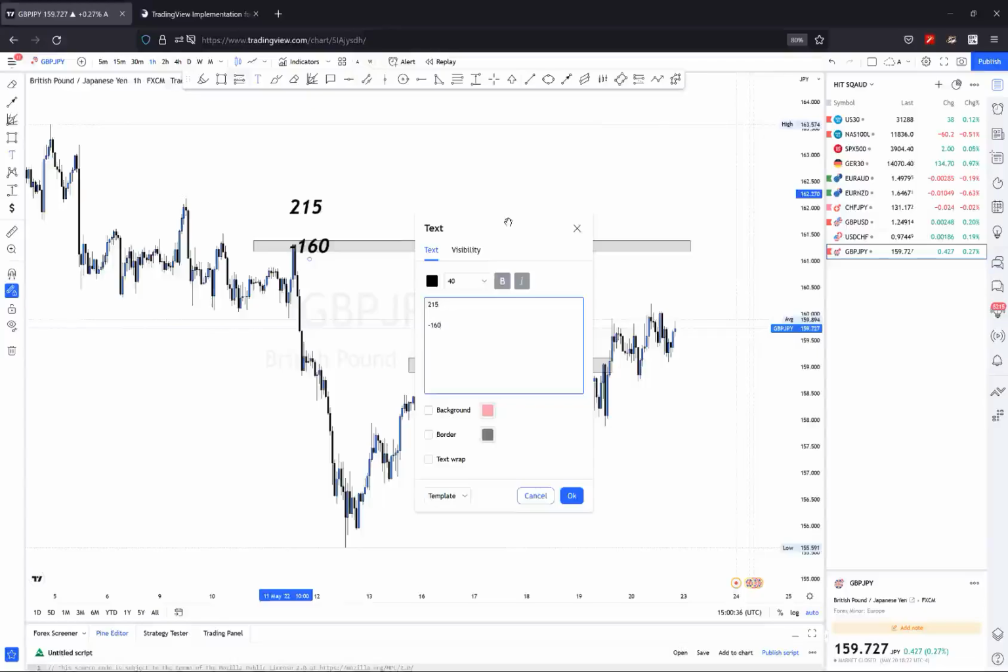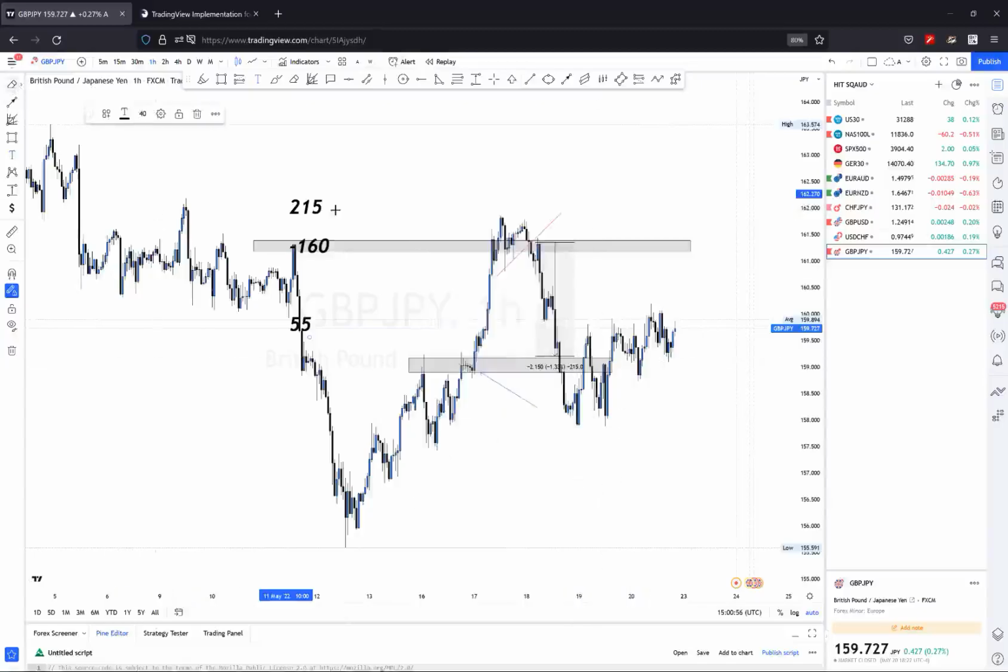The pip counts for those trades were 215 minus 160. That's 55 pips. So a total of 55 pips for the Forex instruments.